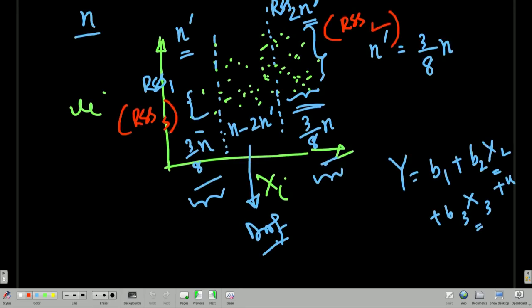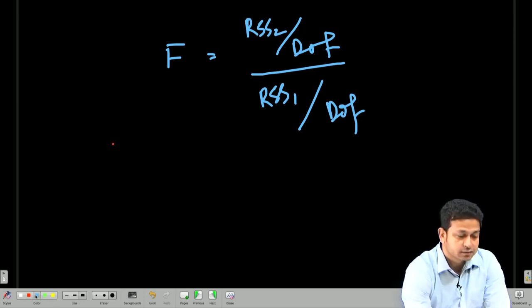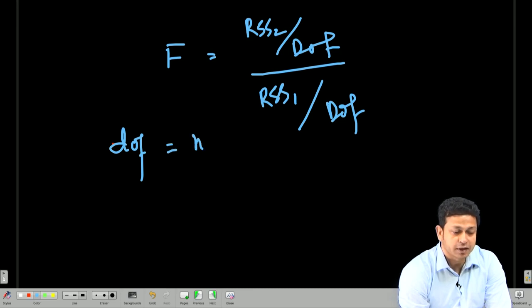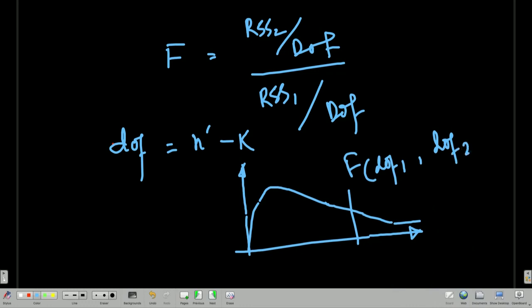Now what is the degrees of freedom here? It is pretty straightforward, since in both cases we have the same number of observations, which is n prime, and k, the number of explanatory variables, is also the same, right? So the DOF in both cases is going to be n prime minus k. That's how we calculate the F statistic, and then we simply do an F test.